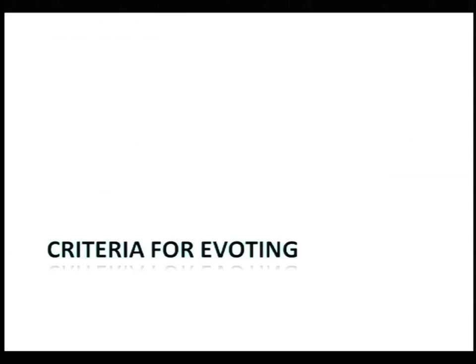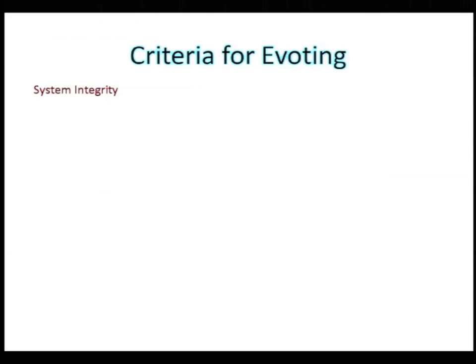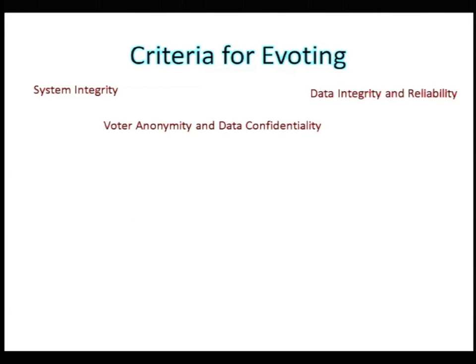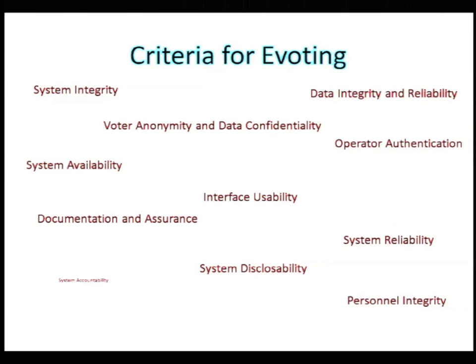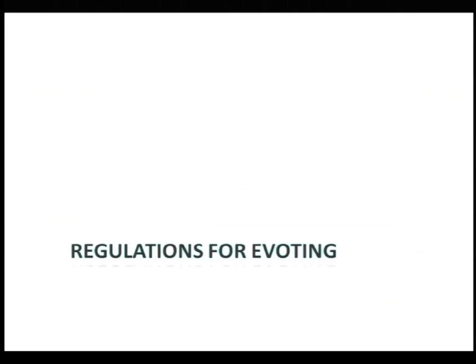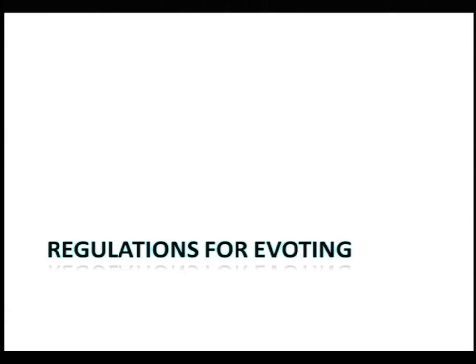Okay, criteria. First of all, system integrity is the most important part, followed by data integrity and reliability. Then voter anonymity and data confidentiality, operator authentication, system disclosability, system availability, system reliability, interface usability, documentation and assurance, personnel integrity, system accountability, and therefore we also anticipate regulation for e-voting.